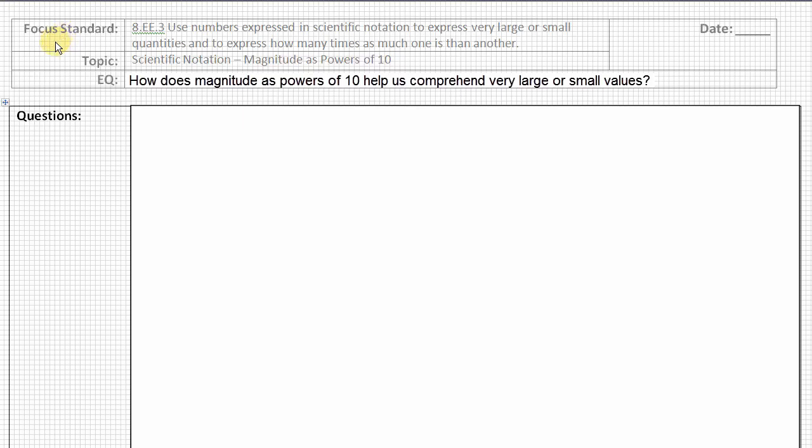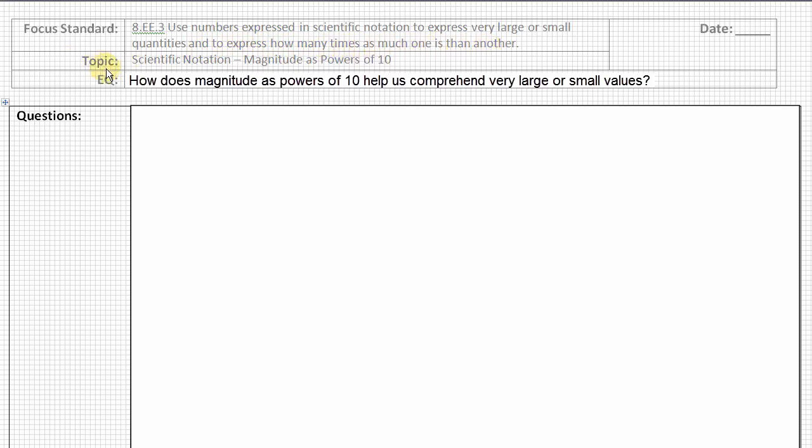For today's lesson, our focus standard comes from Grade 8 Expressions and Equations, Standard 3. Use numbers expressed in scientific notation to express very large or small quantities, and to express how many times as much one is than another.